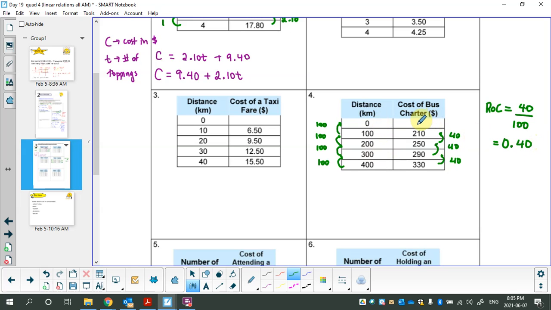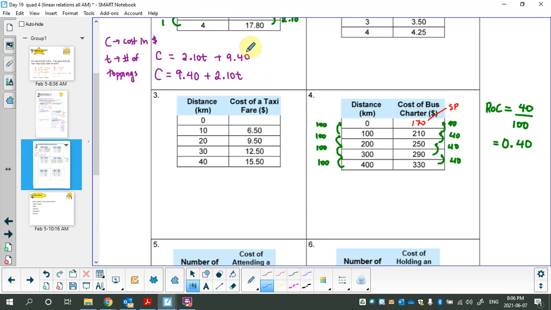We need to figure out this. I need to figure out what number plus 40 is 210. And that puts 170 in here, and that is my starting point.